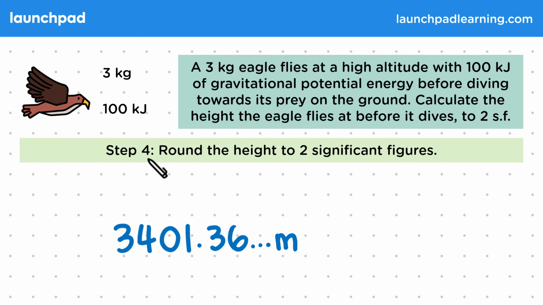For the final step, we need to round the height to two significant figures. So the first significant figure is 3, the second is 4, and the next digit is 0, so we can leave the last significant figure to give us 3,400 meters.